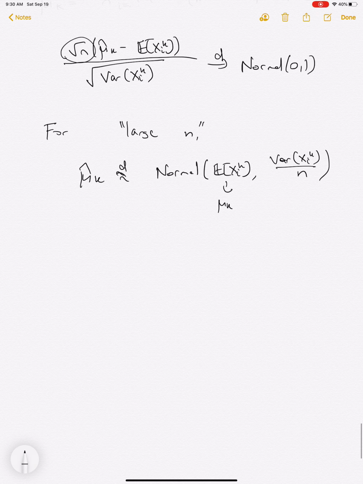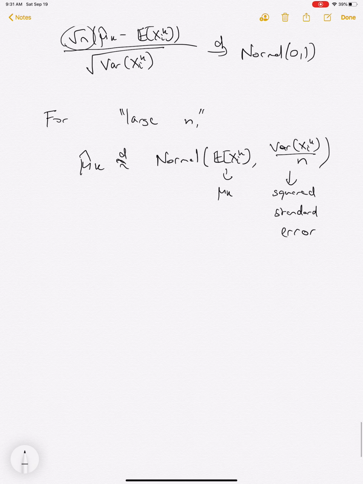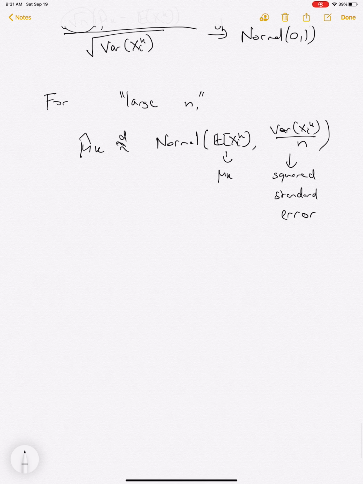Okay, and so you can also interpret this as the squared standard error. So we're going to introduce a term that you may have seen before, which is just the standard error for an estimate.